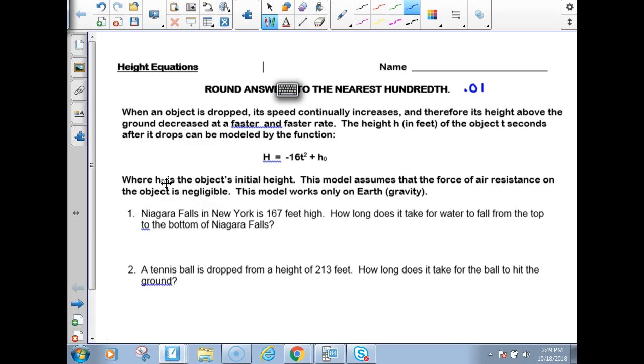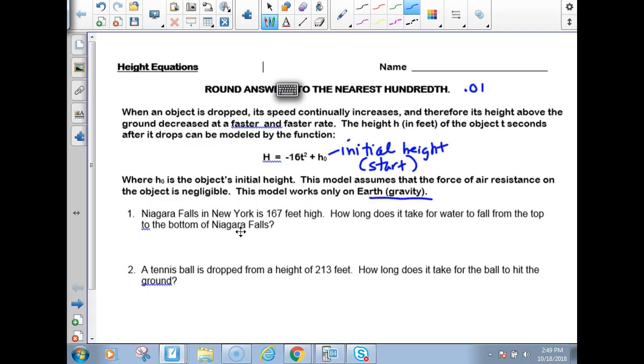No jumping off things. All right, where h sub 0 is the object's initial height, and you don't have to write this, it's right there, but just so you know, that's what it is, initial height, where you started from. And then that negative 16 I already mentioned is about the force of air resistance being negligible. This negative 16 is really about gravity.